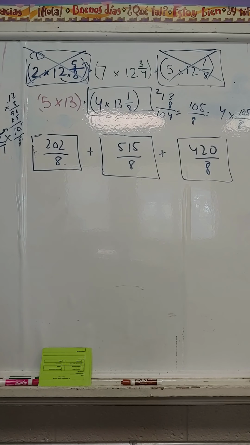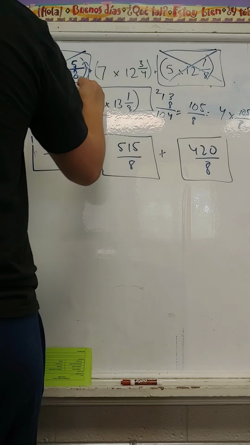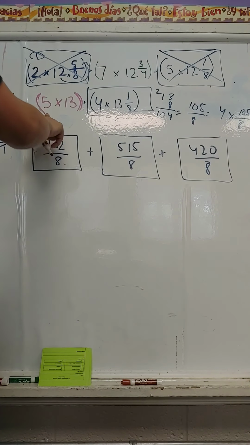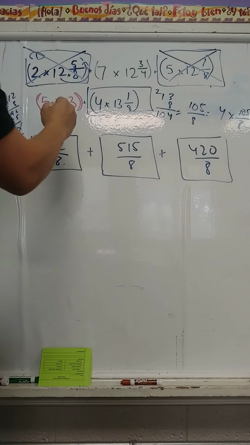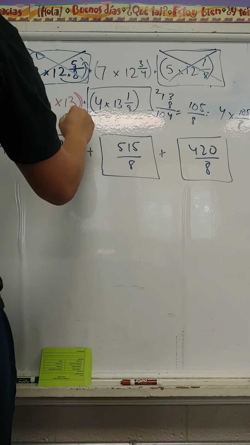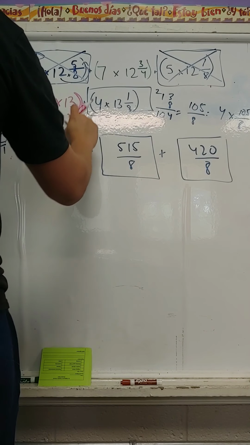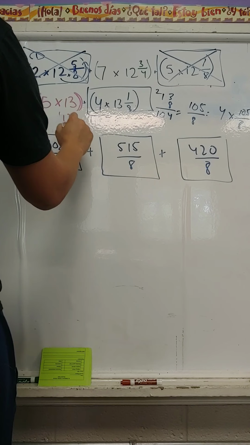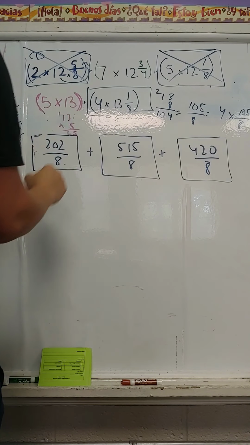Okay, let's keep it pushing. Let's get to our other parts of the problem. Now, the reason I put this in pink, nice bright colors, easy, okay, because once you do this 5 times 13, or 13 times 5, right, 3 times 5 is 15, 1 times 5 is 5, plus 1 is 65.